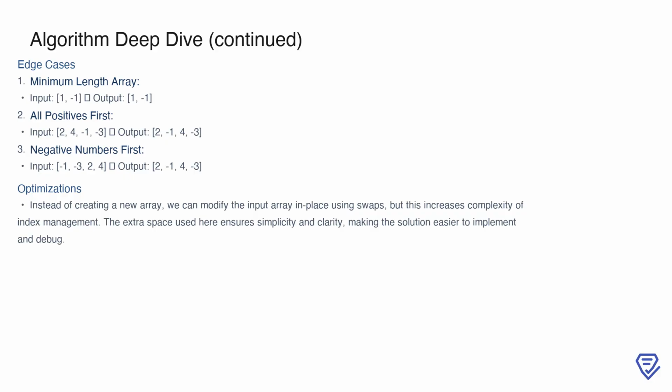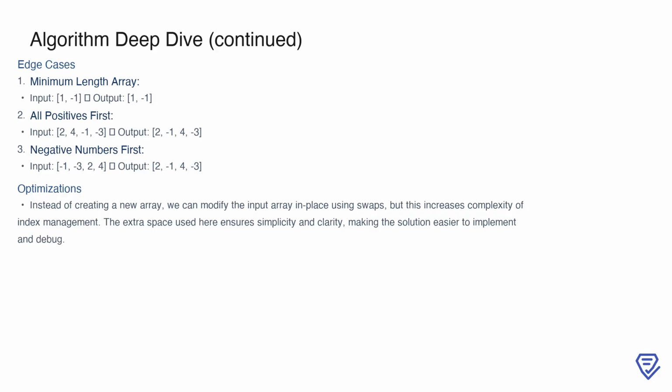An optimization to reduce space complexity would be to rearrange the input array in place using swaps, but this increases the complexity of managing indices. By using an additional array, we keep the implementation straightforward and reduce the likelihood of errors, making the solution easier to implement and debug.